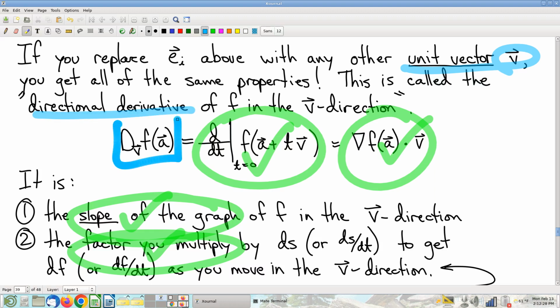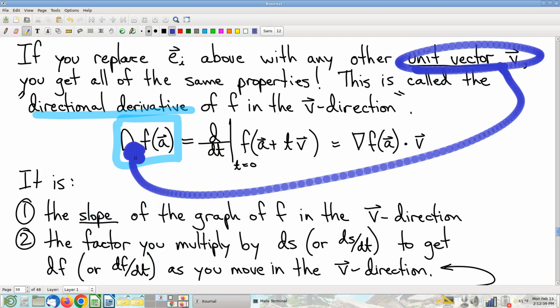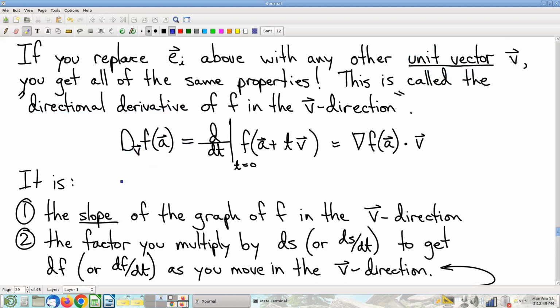Here's the notation that we use. Notice that the unit vector defining which direction I'm going, that unit vector is part of the notation. And there you go. It's called a directional derivative. How we doing?